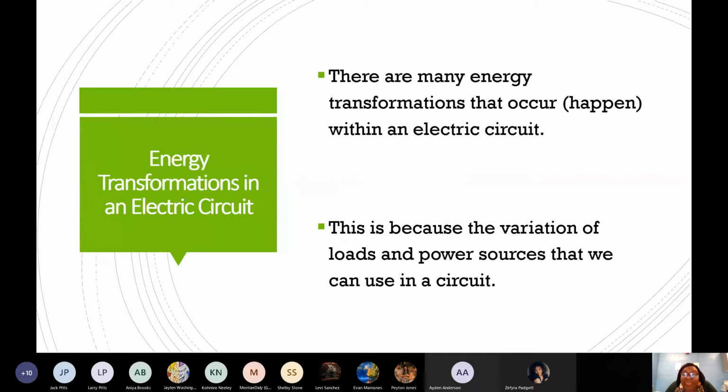It's important for us to know that there are many energy transformations that occur or happen within an electric circuit. Please write these notes down. There are many energy transformations that occur within an electric circuit. This is because of the different varieties of loads, that's the object that's being powered, and power sources that we can use with an electric circuit. So let's write down these two bullets in our notes, and then we'll be moving on.